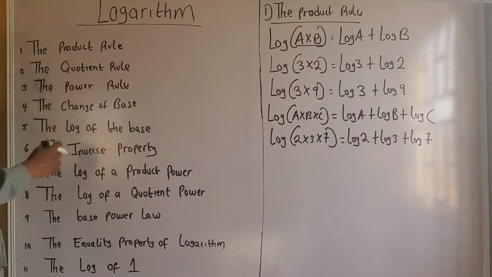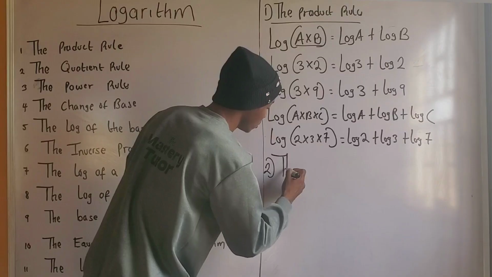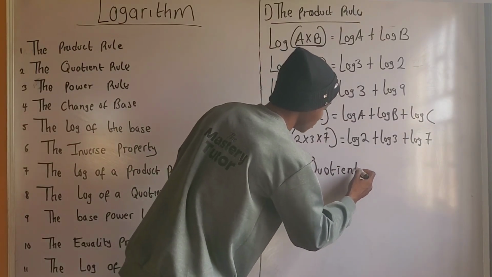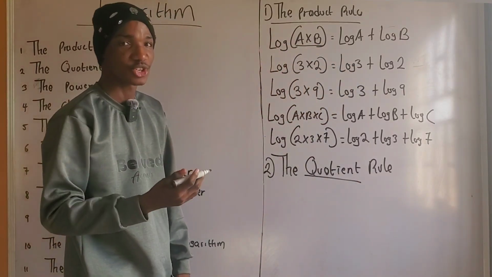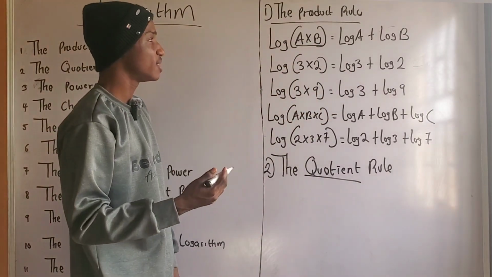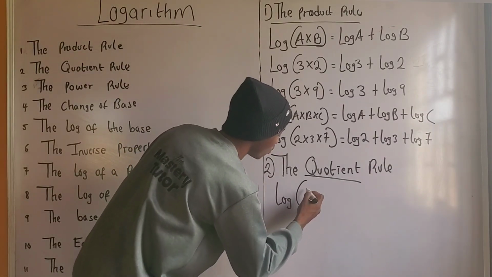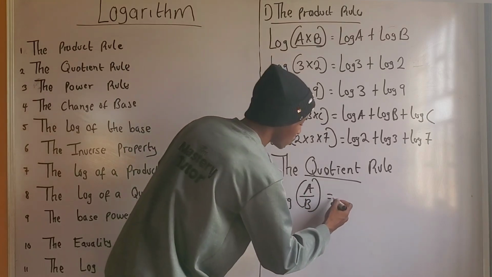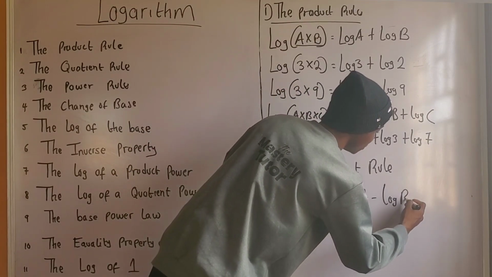We have the quotient rule. According to the quotient rule, rule number 2, the quotient rule. You know that quotient simply means division. You understand? Quotient simply means division. So let's say we have the logarithm of the quotient of A and B. Okay, this will be equal to log A minus log B.